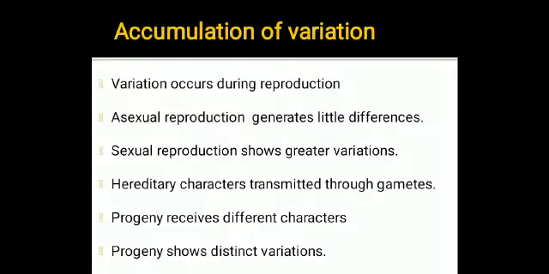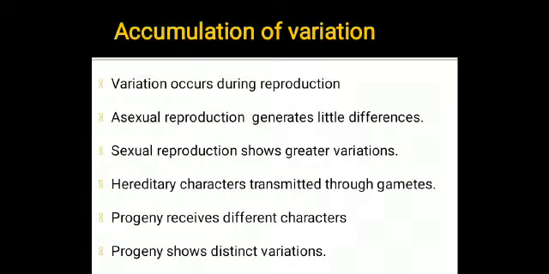The next topic is accumulation of the variation. What happens after reproduction? The zygote is formed, and the characters are transmitted from one generation to another generation. Both parents contribute genes, from the mother as well as the father. So during reproduction, there will be a variation. The variation occurs during the reproduction.